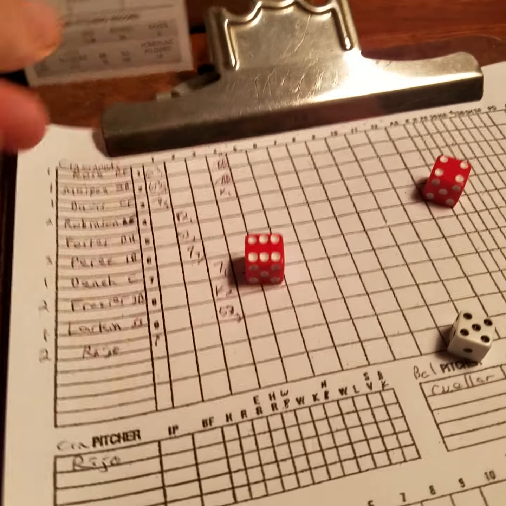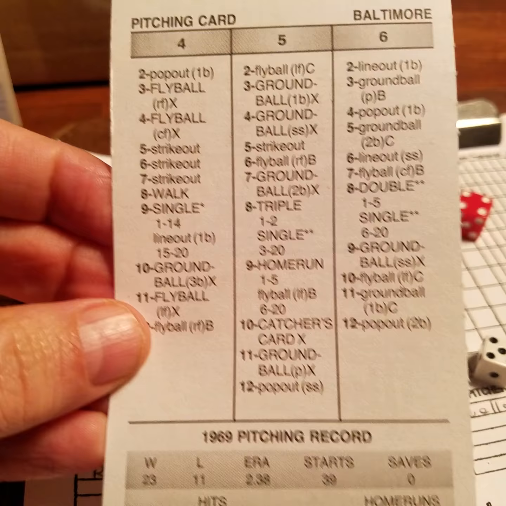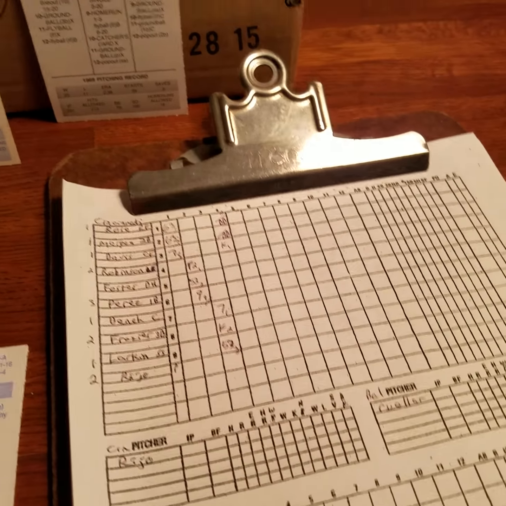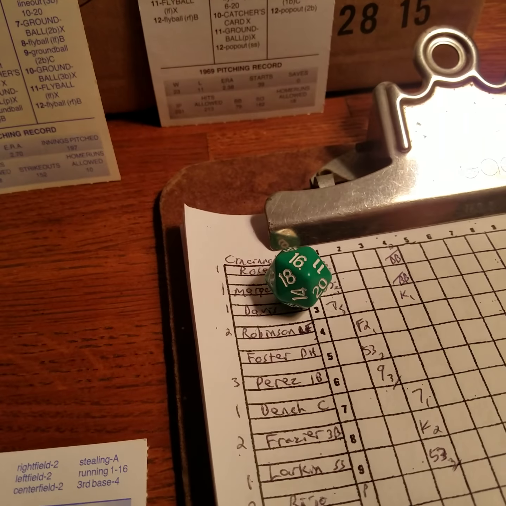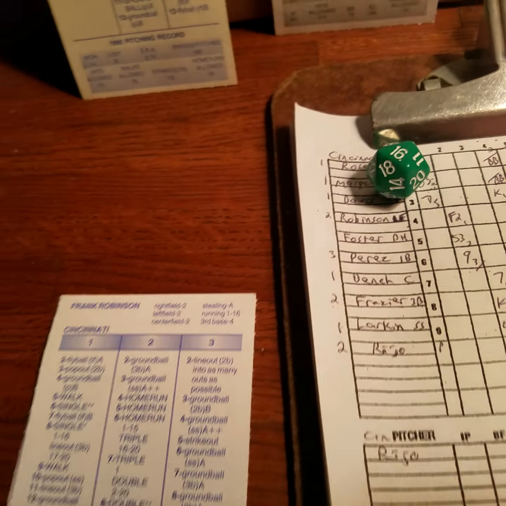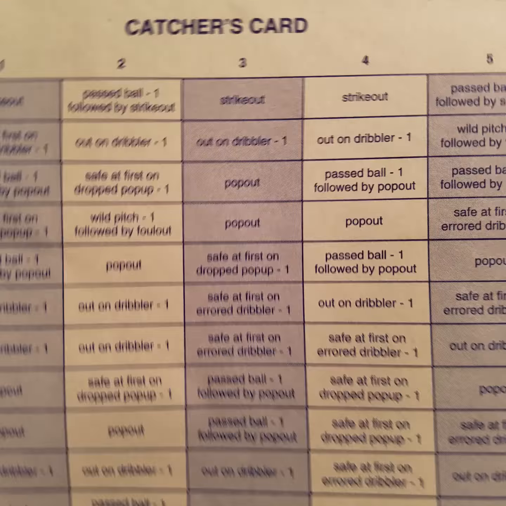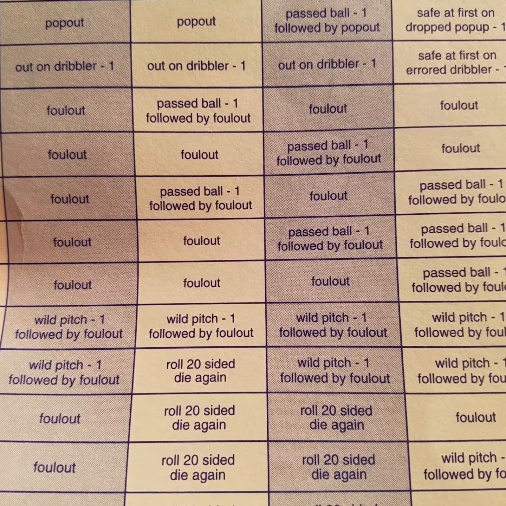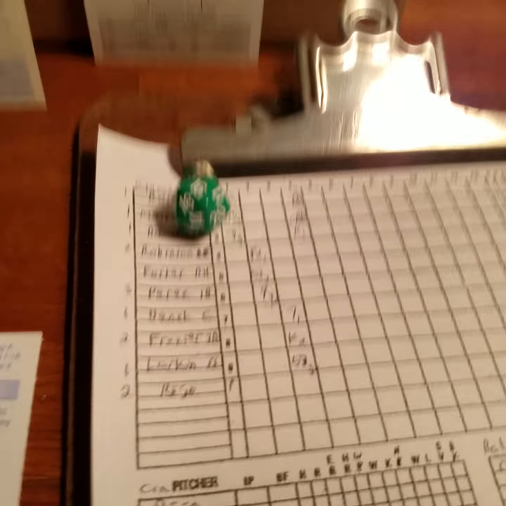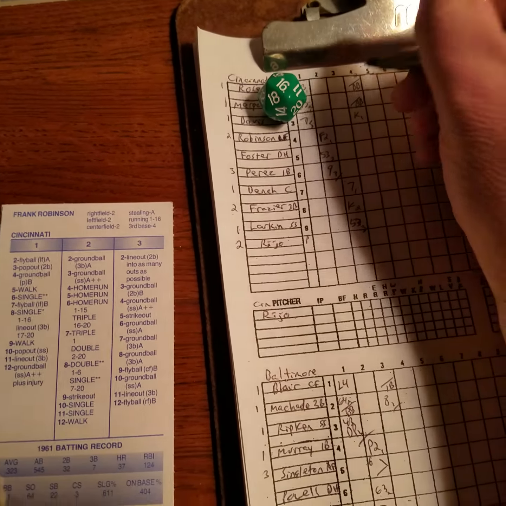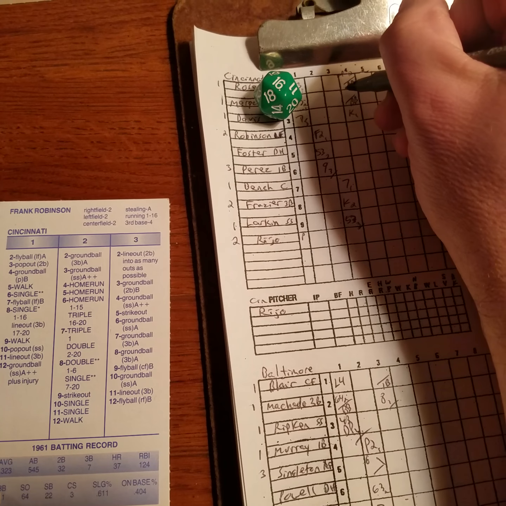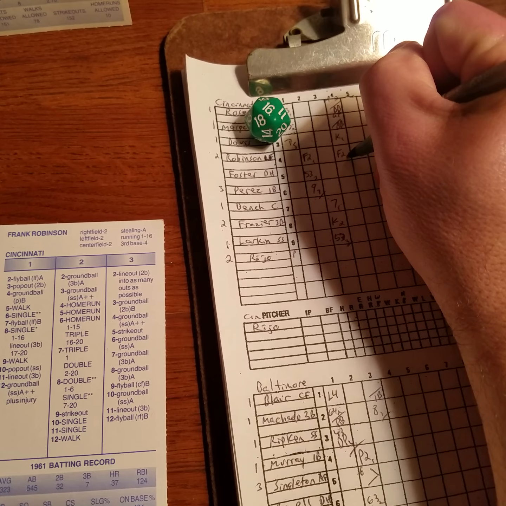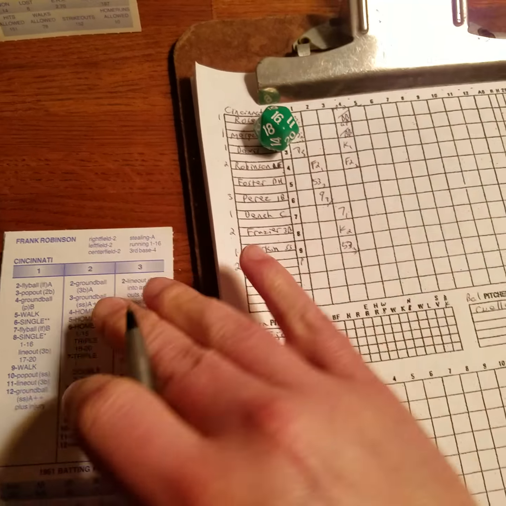It's a 5-10 against Cuellar. Catcher X, that's Hoiles. And Hoiles is a 3. We get a 16. Catcher, 3-16. Wild pitch followed by a foul out. So it is going to be a wild pitch. And that will move the runners up into scoring position. And then Robinson fouls out to Hoiles for out number 2.